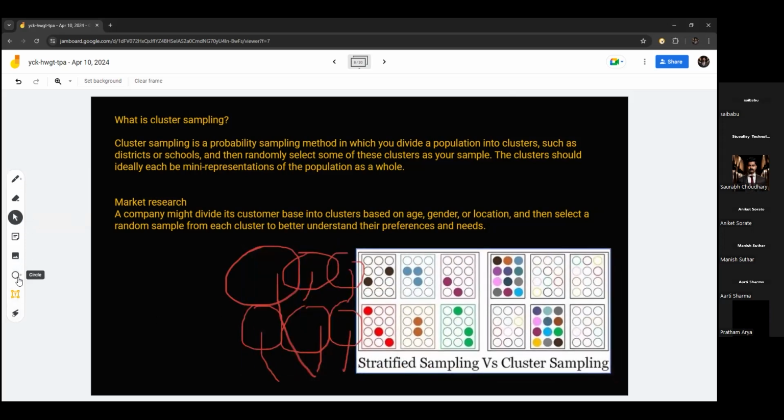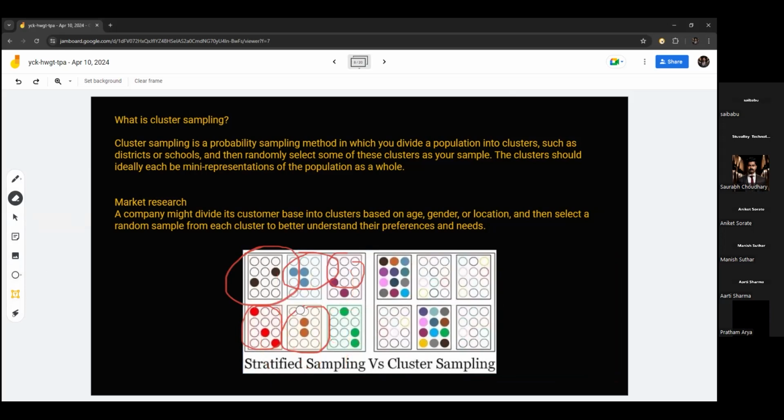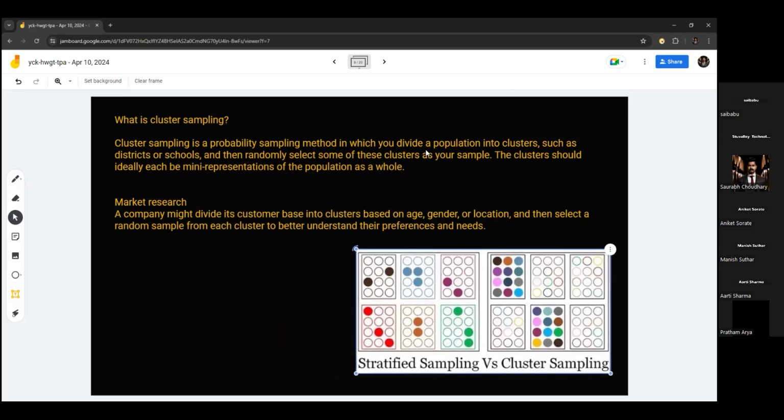Let me also write it here. Can anybody tell me what is a huge difference between both of them? There should be a heterogeneity within clusters and homogeneity between clusters, and then we select clusters randomly.